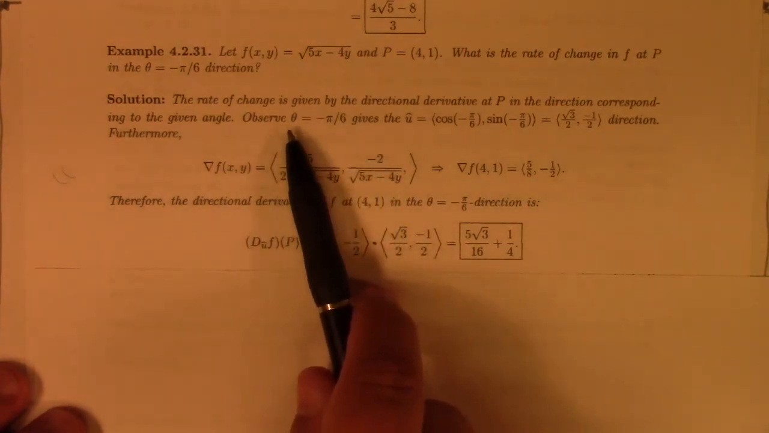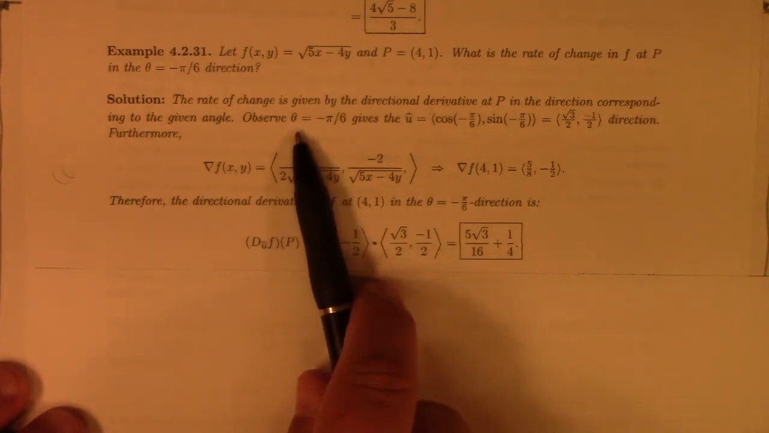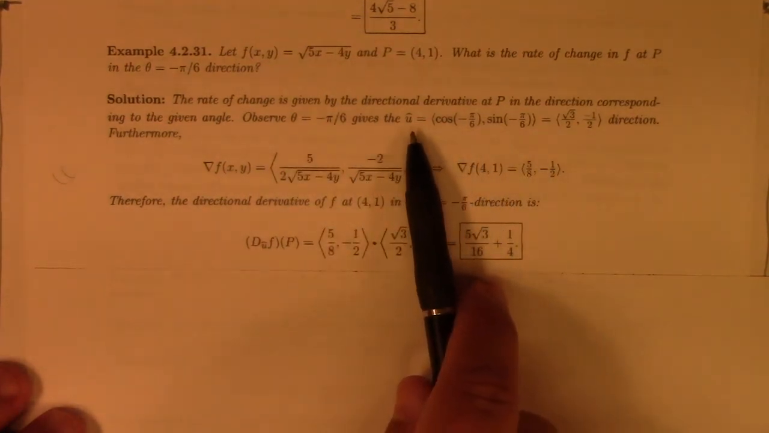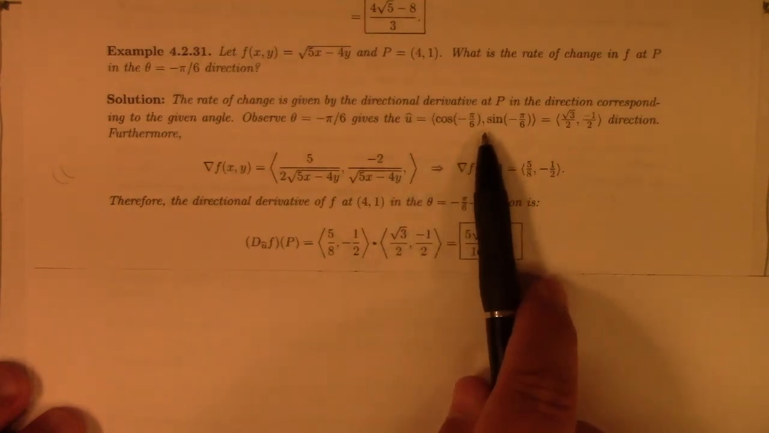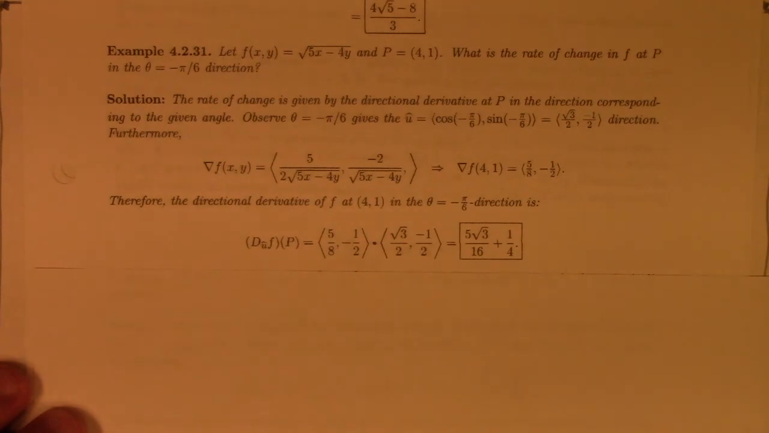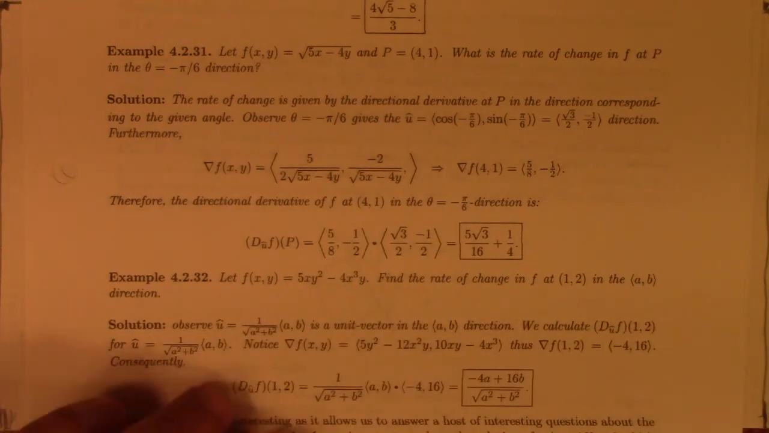So there was an extra step here, which was: if I give you theta equals minus pi over 6, what's the unit vector that corresponds to that? Well, we go back to our right triangle trigonometry, right? We do cosine of minus pi over 6, sine of minus pi over 6, which gives us that direction vector. So remember that interplay we had between the unit vector in the direction and the standard angle in the direction. That can come up here.